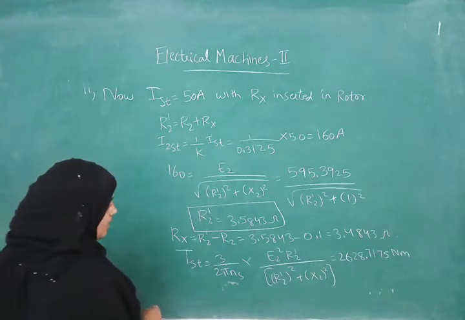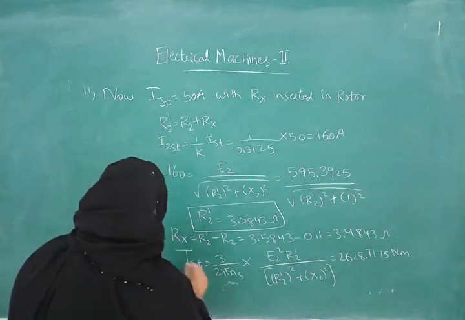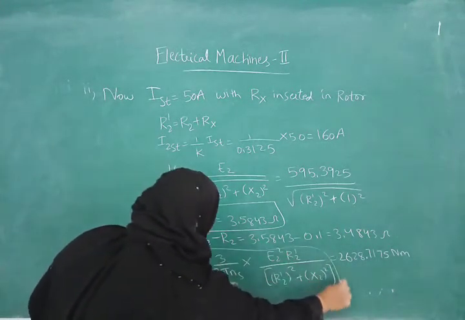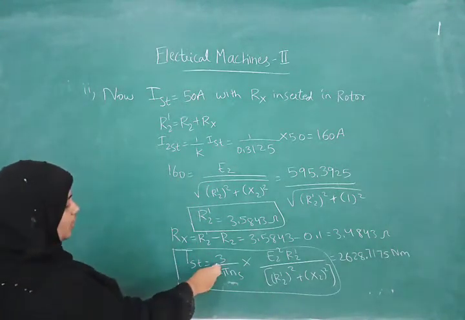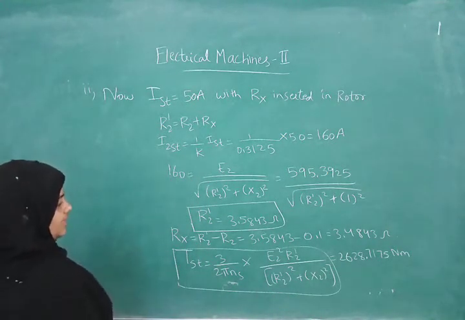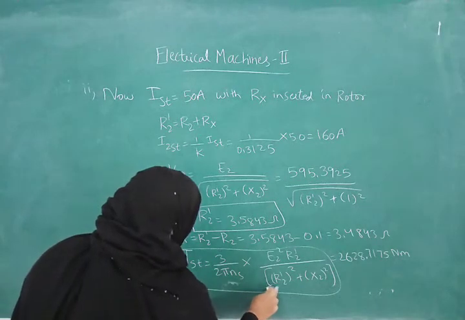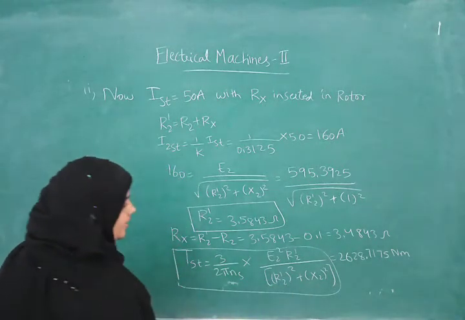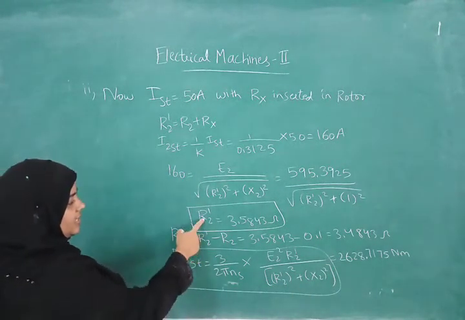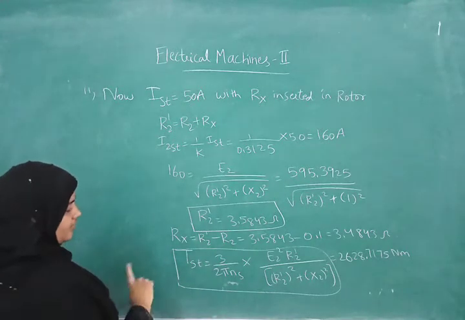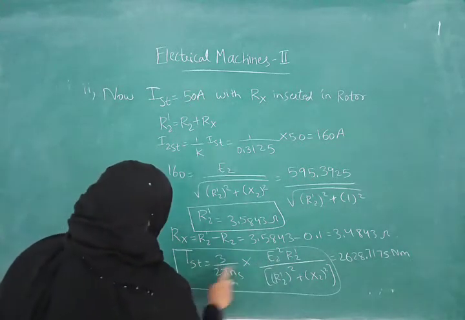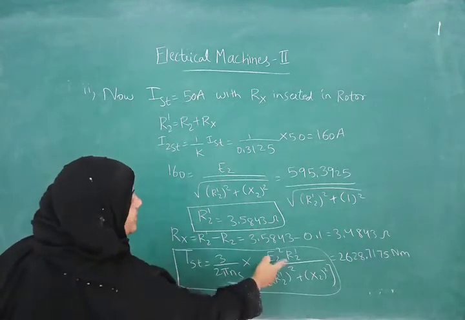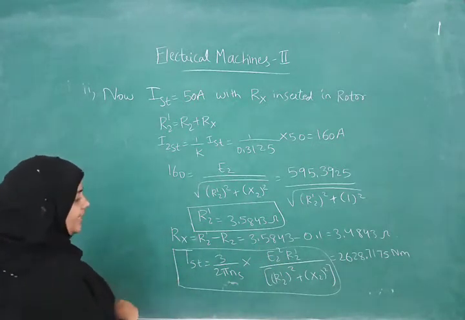Now, starting torque formula we know. That is T starting is equal to 3 divided by 2 pi ns into E2 square R2 dash by R2 dash square plus X2 square. Now we are taking into consideration the R2 dash value. We are not taking the R2 value now, as asked in the question. So by taking this resistance value only we have to find out the starting torque.